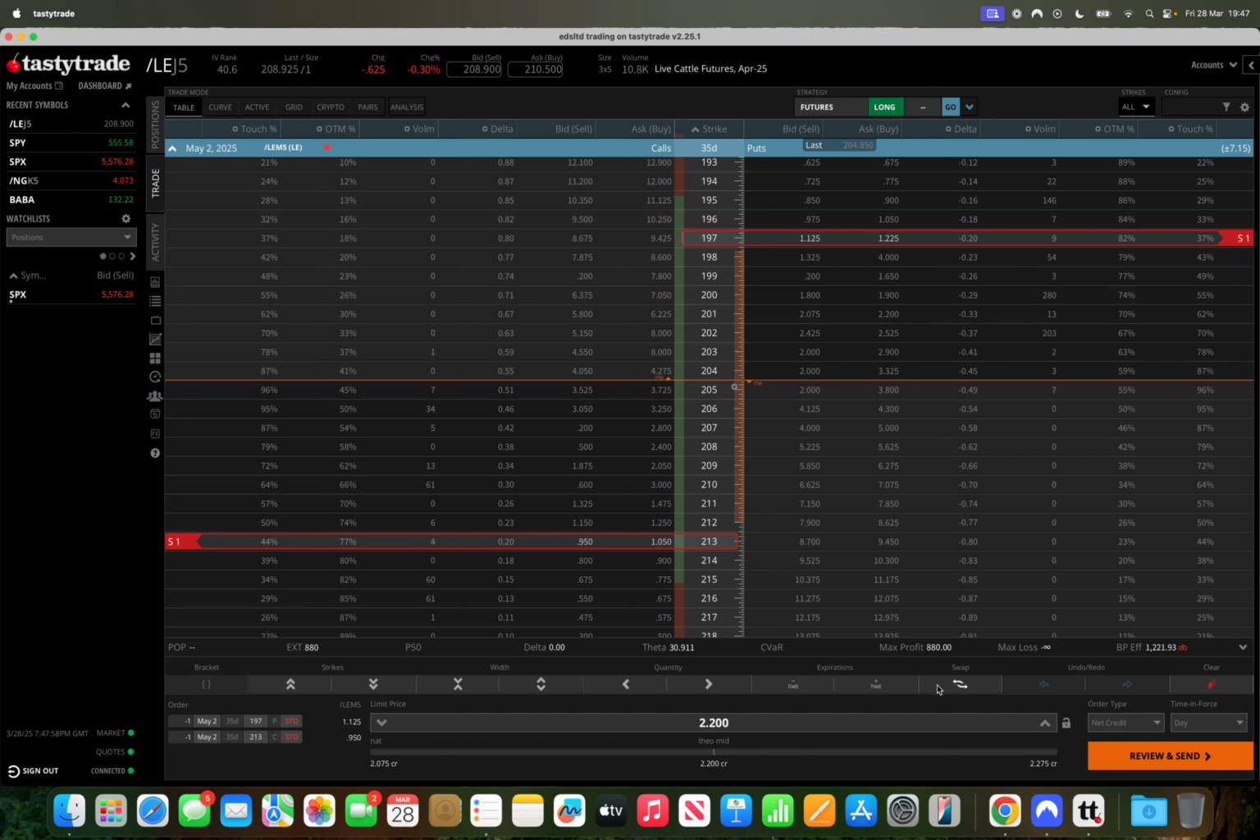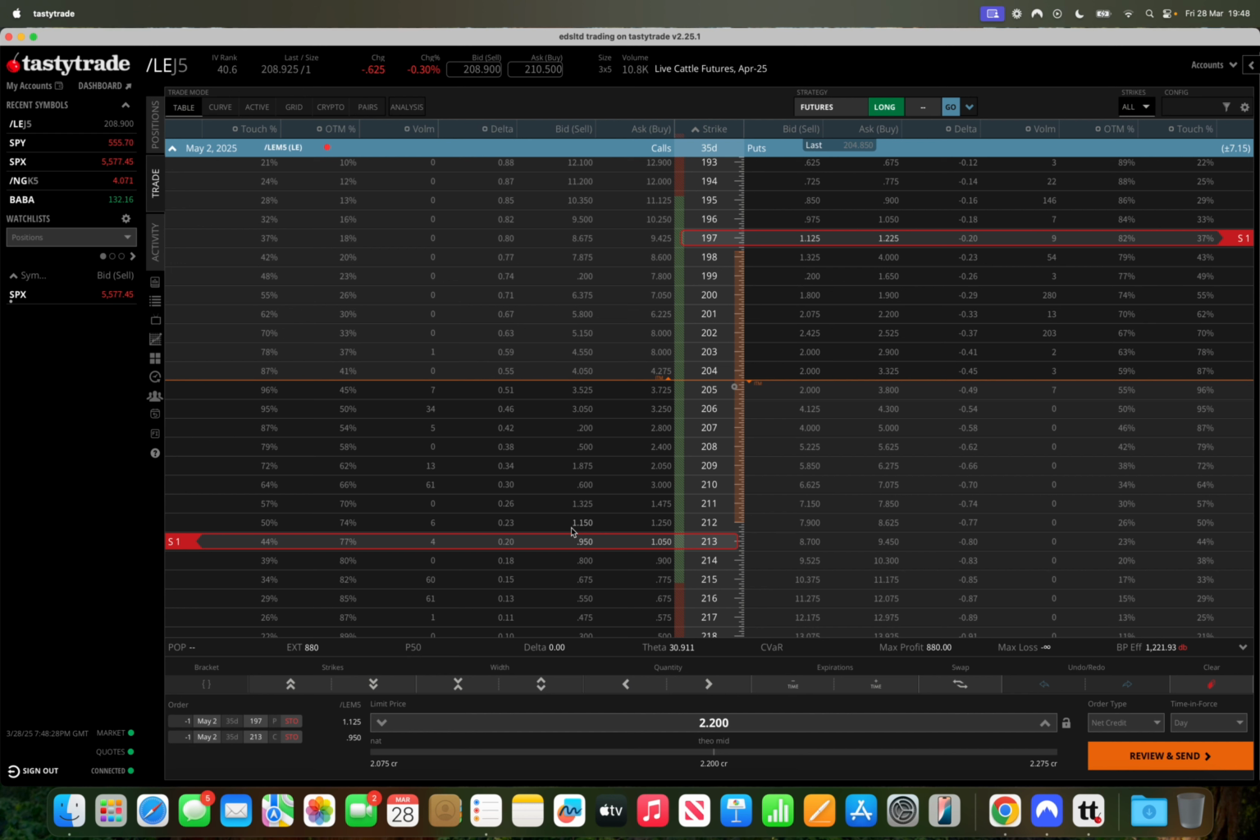We're going to collect $880 up front, okay, and we're going to use 1.2k in buying power. So as you can see, we're getting a very high return on capital. This is 35 days, okay? We're going to collect almost 900, and we're going to put up just over 1.2k, okay? So about 75% return there in 35 days. And we're looking at a probability of success of about 85%.